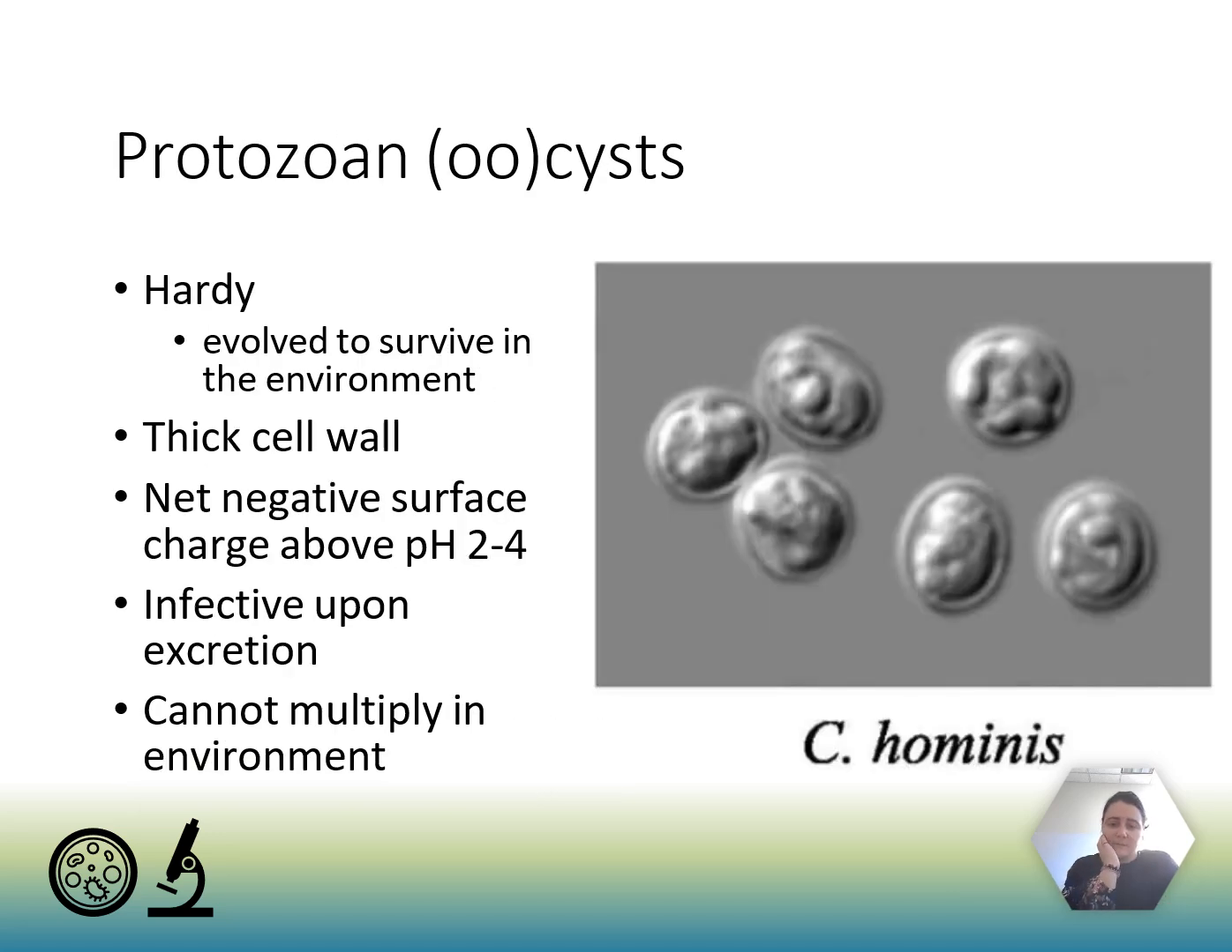Then the last thing that I just want to mention is these cysts. Protozoan cysts, or what we call oocysts, are smaller and they're very hardy. They tend to evolve to survive and persist in the environment, kind of like endospores for bacteria. They have very thick cell walls, so they are highly, highly resistant to chlorine disinfection. They have a net negative charge, but they are very infective once you've excreted them from your body. So once protozoan cysts are in feces, they are very, very infectious.